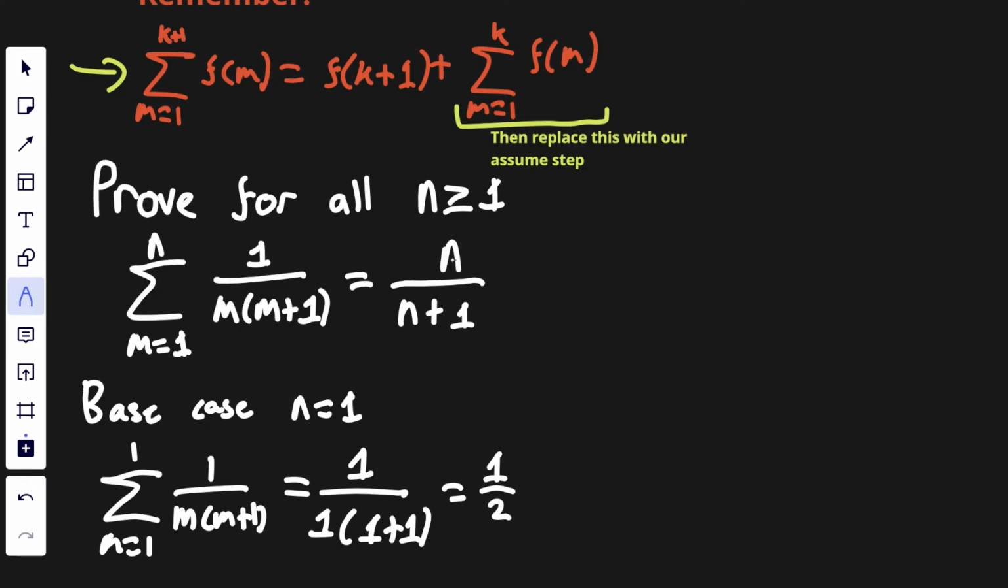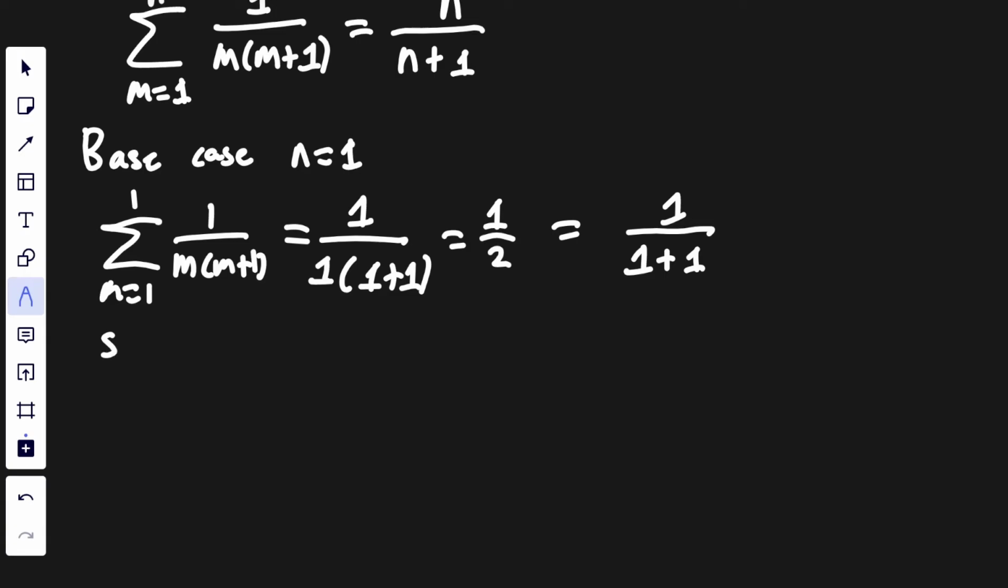Now, let's have a look at the right side. With the right side, replacing n with 1, we have 1 over 1 plus 1, which is in fact a half. So true for base case.